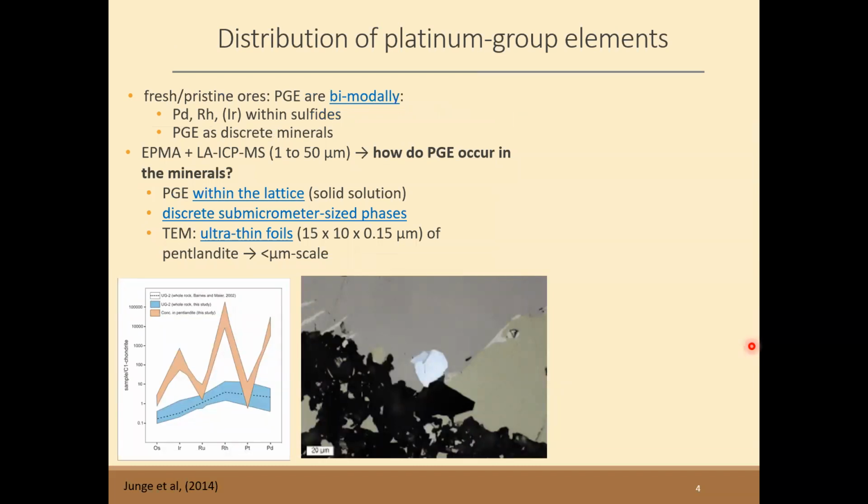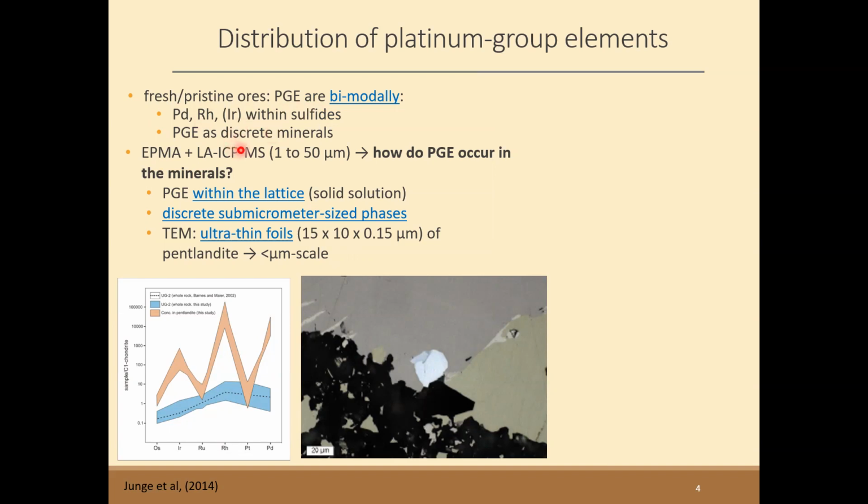PGMs play quite an important role for the PGE budget, particularly when you look at palladium, where the PGM is the typical host. But what has also been known for decades is that PGEs occur in sulfides, and we do see some differences: particularly palladium and rhodium are incorporated in sulfides, and when I talk about sulfides, this is particularly the case for pentlandite. So we see some kind of bimodal distribution, with PGEs in PGMs and in sulfides.